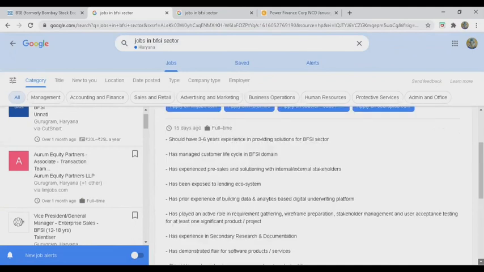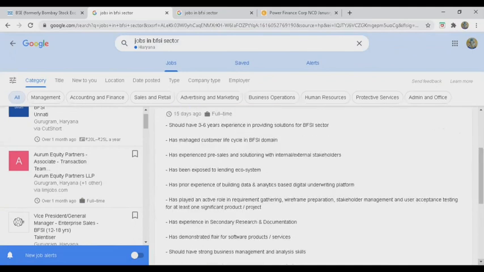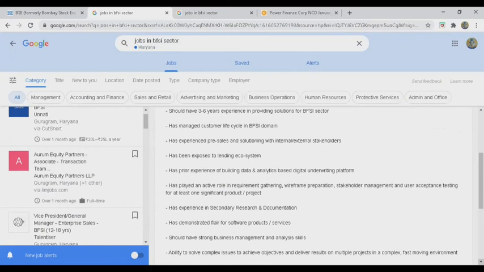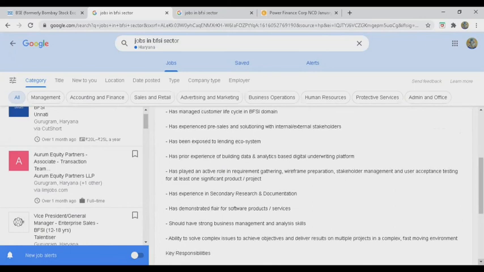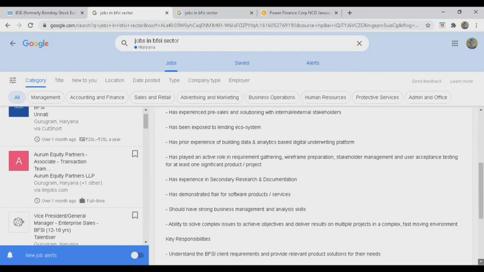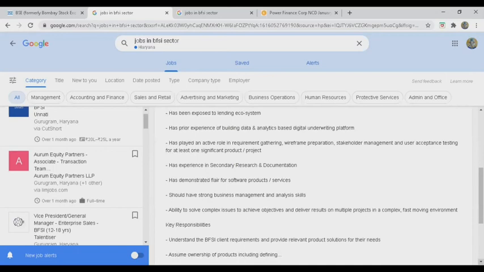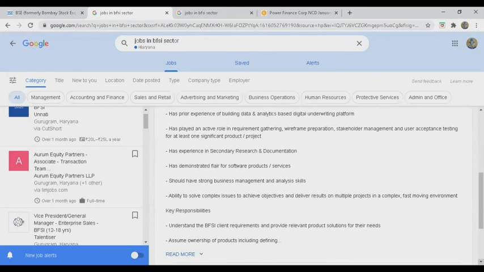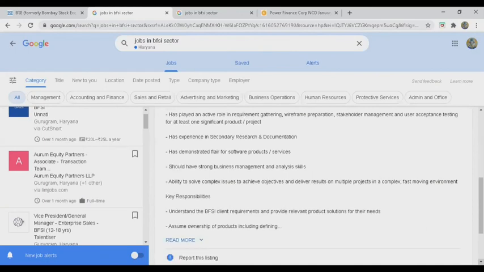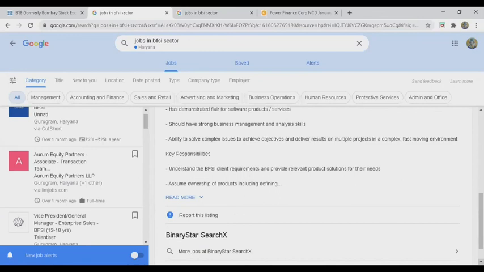Should have 3 to 6 years of experience providing solutions for the BFSI sector. Has managed customer life cycle in the BFSI domain. So if you have been through the customer life cycle, that is good for you. Pre-sales and solutioning with internal and external stakeholders, exposed to the lending ecosystem, personal loans, car loans, etc. Has prior experience of building data and analytics, played an active role in requirement gathering, wireframe preparation, secondary research and documentation, etc.